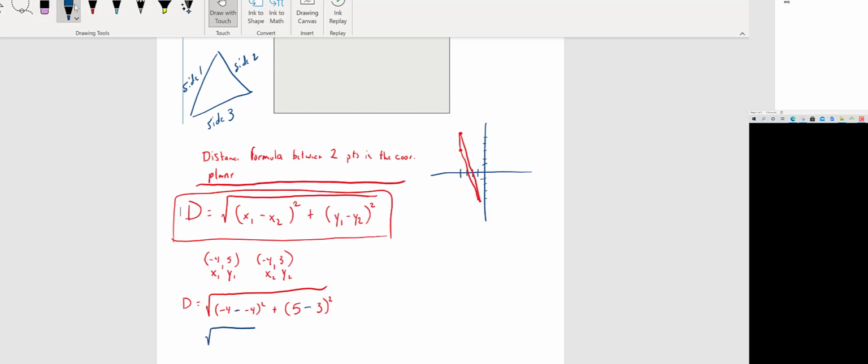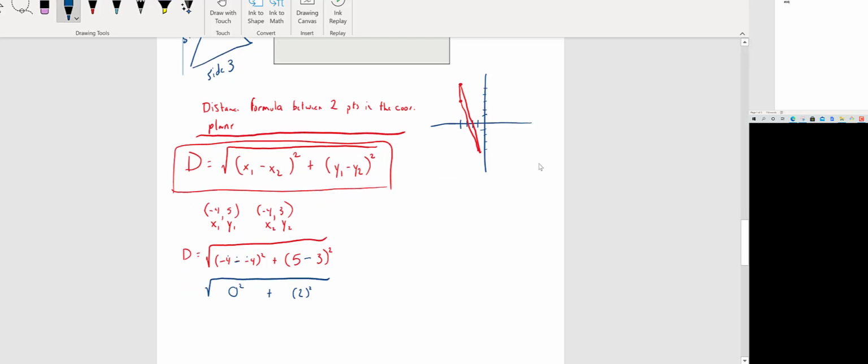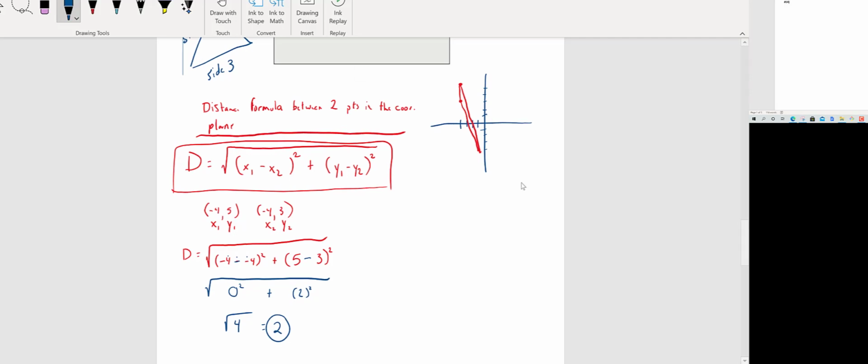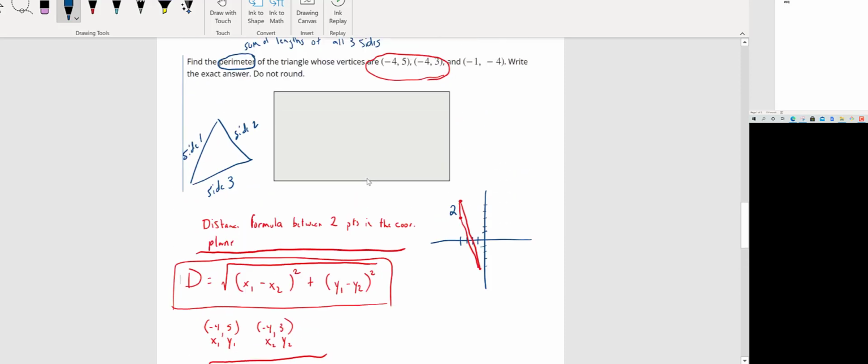So then we do the math. Negative 4 minus a negative 4 becomes 0 squared, plus 5 minus 3 is 2 squared. 0 squared plus 2 squared is 4, and the square root of 4 is 2. So that's an easy distance. We found the distance between those 2 points in the triangle to be 2. We need to do this 2 more times now.